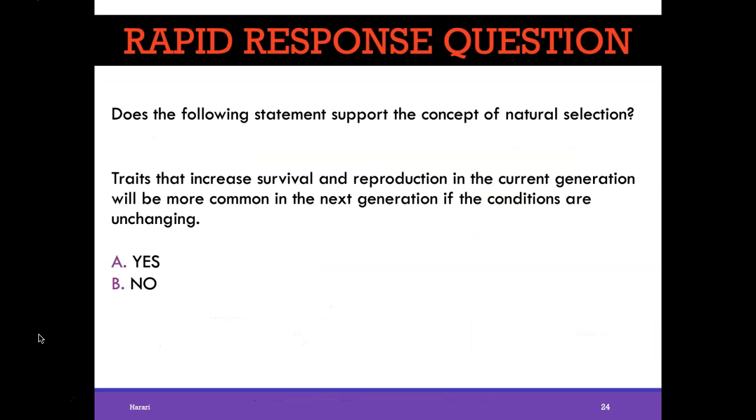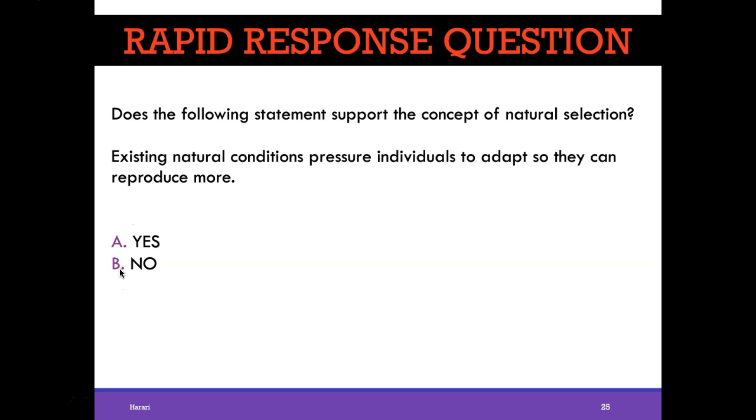So I'd like you to pause here and tell me, does the following statement support the concept of natural selection? So yes or no. Traits that increase survival and reproduction in the current generation will be more common in the next generation if the conditions are unchanging. So the answer is yes. That pretty much supports the concept of natural selection.